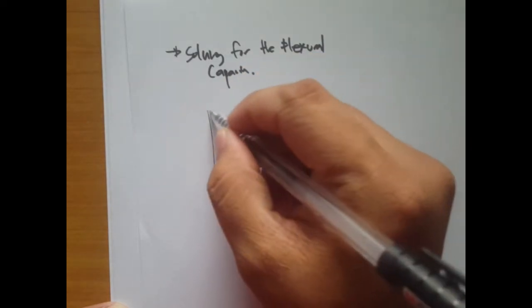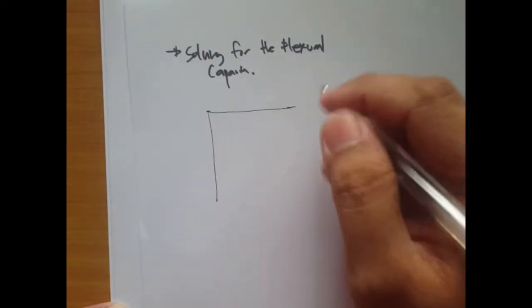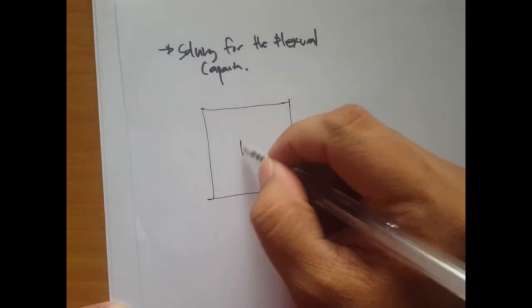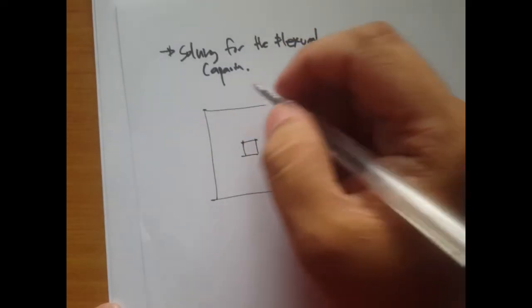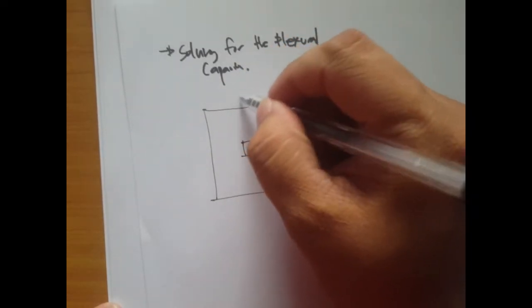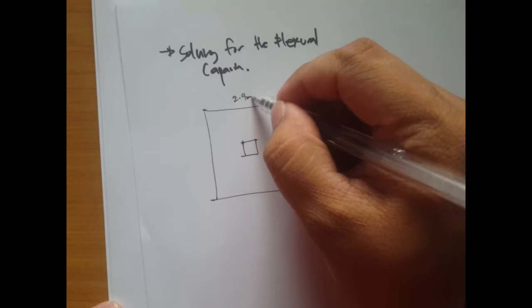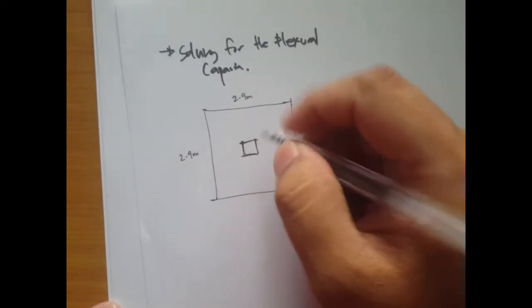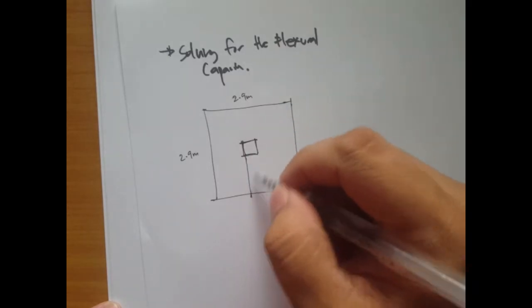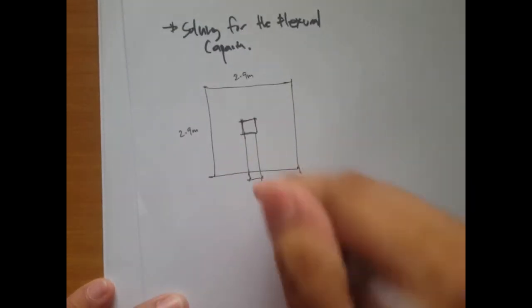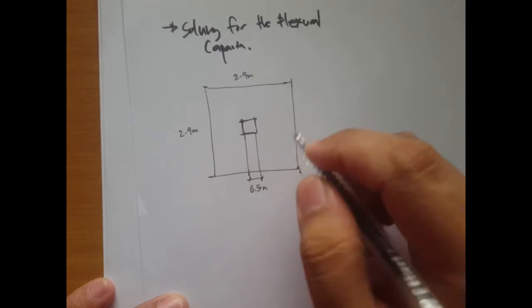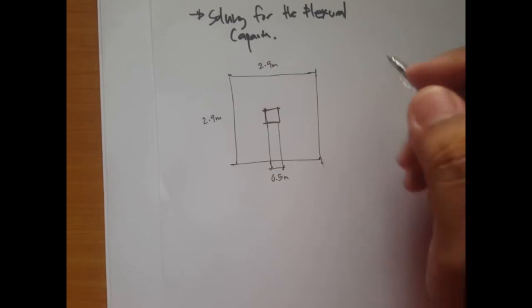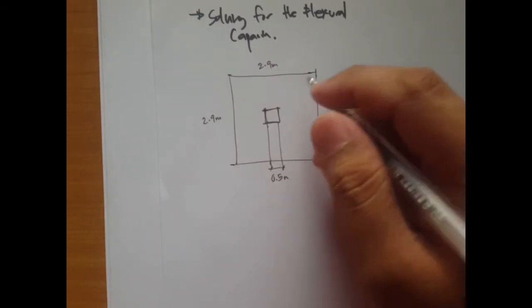Okay, so first let's draw the plan view, and then at the bottom of this is the elevation view. Okay, so this is our footing plan. It has 2.9 meters on both sides since it's a square footing. Then this is our column, which is 0.5 meters.